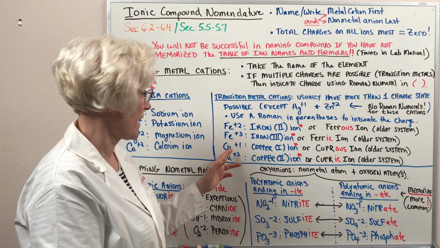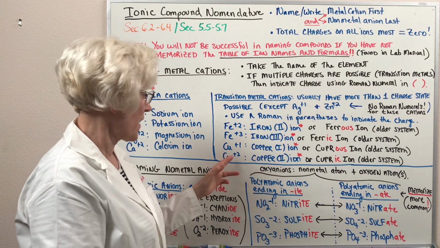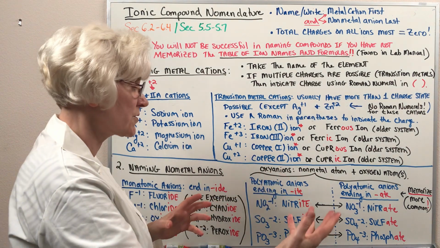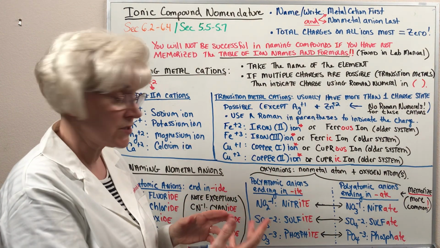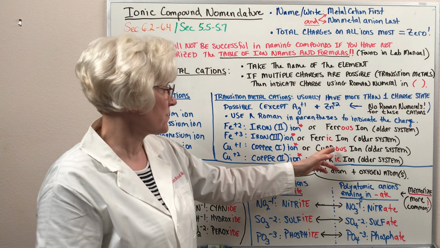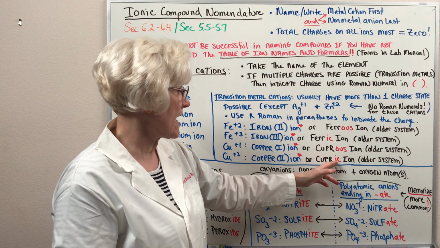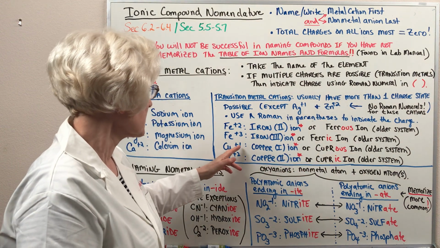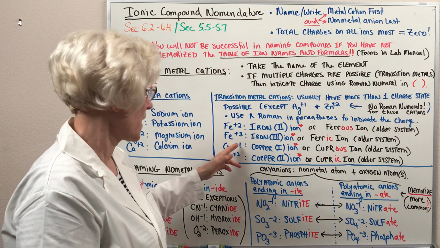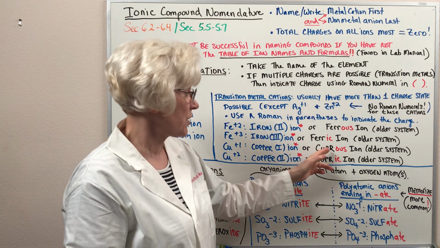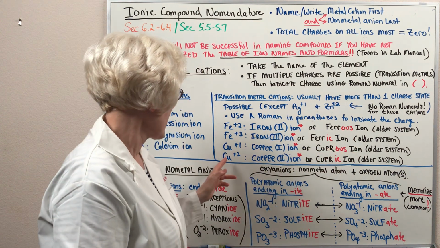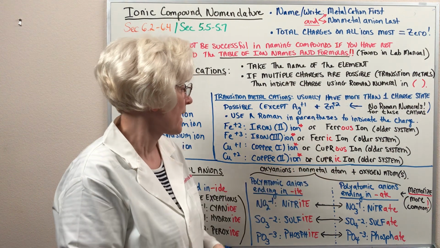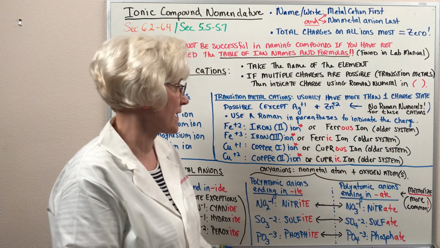So copper 1 ion, copper 2 ion, Cu plus 2. But there is this older system that you may be asked to recognize where you use the suffixes -us and -ic, the -us suffix correlating to the lower charge ion, so copper 1 would be the cuprous ion, and the plus 2 would be called cupric with the -ic suffix.